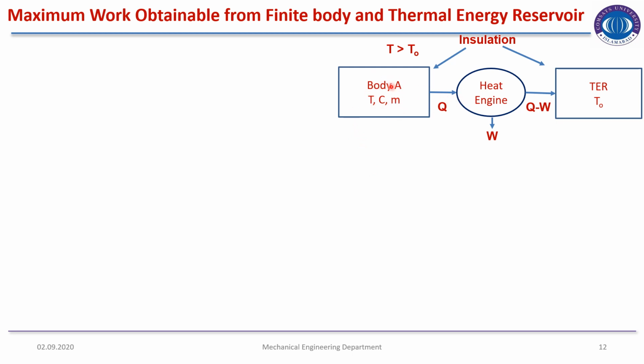Here body A is acting as a source, because it has a temperature greater than the thermal energy reservoir. So heat will flow from body A and enter the heat engine. Some of that thermal energy will be converted into work, represented by W. The leftover thermal energy will be ejected into the thermal energy reservoir, which is at temperature T naught. Insulation is written at the top of the schematic diagram, which means the entire system is insulated and there is no heat interaction between system and surrounding.